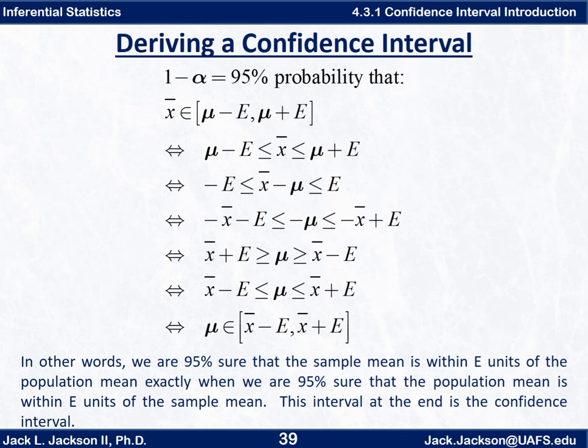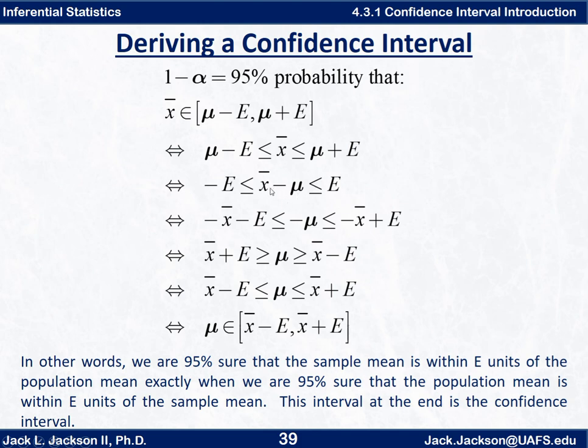So mu minus e is less than or equal to x bar, which is less than or equal to mu plus e. Now I just want to solve this where I put the mu in the middle and get the x bars on the outside. So I'm going to subtract mu from all three sides. That cancels the mu out on the left, leaving minus e, cancels the mu out on the right, leaving e, but it puts an x bar minus mu in the middle.